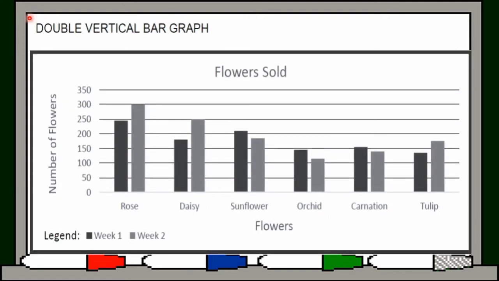We have the double vertical bar graph. Okay? Of course, lagi nating isusulat yung title ng ating ginagawa or gagawing bar graph. And then yung sa horizontal natin is yung name of flowers, yung sa vertical natin is yung number of flowers. Okay, so yung legend, importante to. Kung ang ginamit mo sa week 1 ay black, so ibahin mo na ng color yung week 2 mo para mas madali mong ma-visualize at maintindihan ang iyong bar graph.